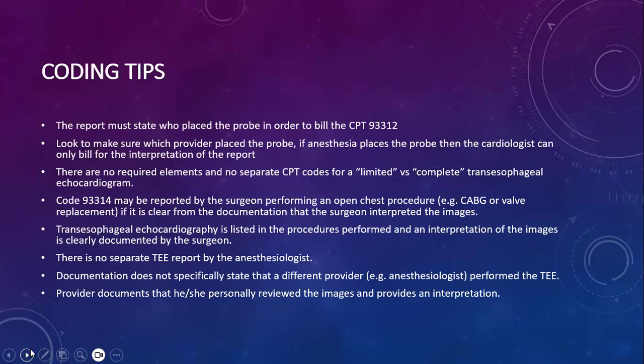A few coding tips. Remember, just like I mentioned earlier, we need to know who placed the probe. Okay, if anesthesia is the one that's placing that probe, the cardiologist can only bill for the interpretation and report. Also, there are no limited codes for TEEs. So either you get the 93312 for the full global, the 93313 for the probe, or the 93314 for the interpretation and report, period. Okay. Remember, I mentioned a minute ago about the surgeon performing an open chest procedure. Remember that they have to document the interpretation appropriately to get that 93314. Okay, you want to look in the documentation.